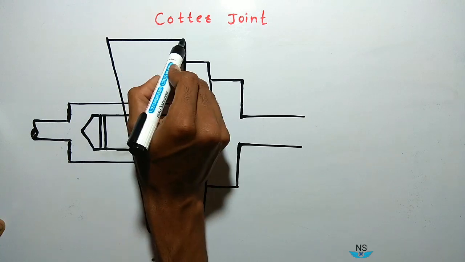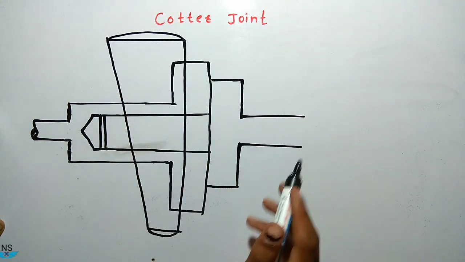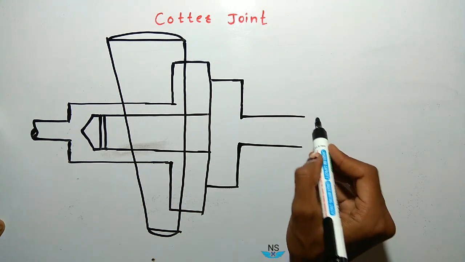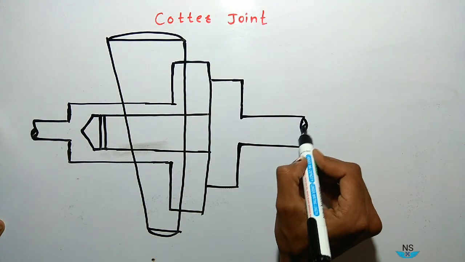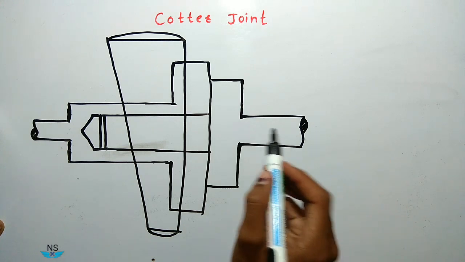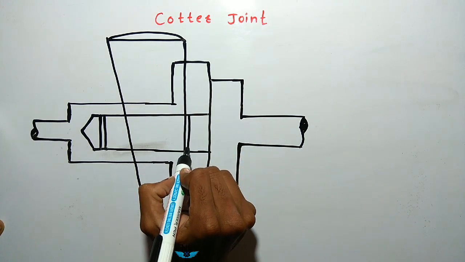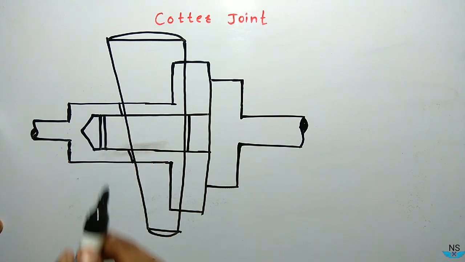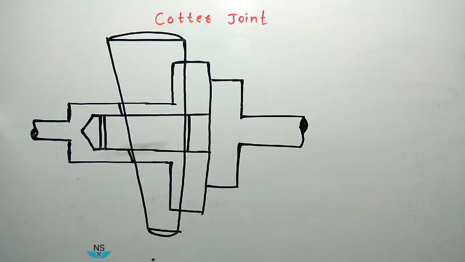The quarter has a taper shape. Why is the taper provided? Why is taper provided on the quarter joint? We will see.